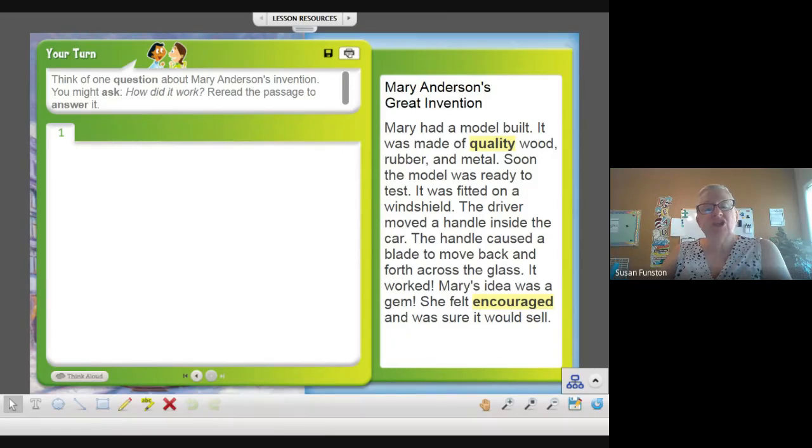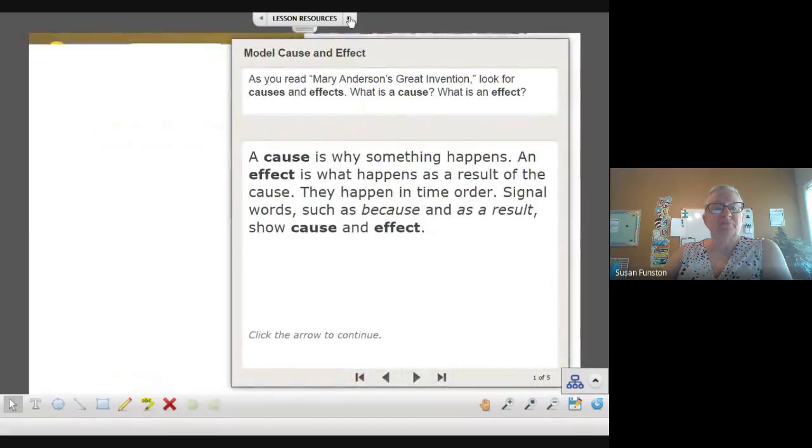It was fitted on a windshield. The driver moved a handle inside the car. The handle caused a blade to move back and forth across the glass. It worked. Mary's idea was a gem. She felt encouraged and was sure it would sell. So did we answer how it could work? We did. It worked because the driver moved a handle inside that caused the blade to move back and forth across the glass. All right, so this was just an example of some of the questions you could ask and answer while reading Mary Anderson's Great Invention.